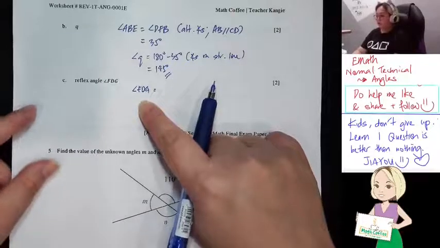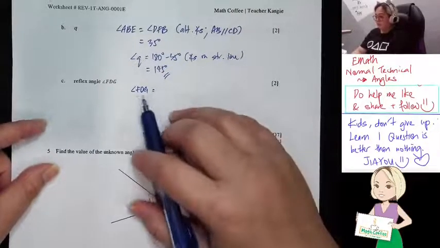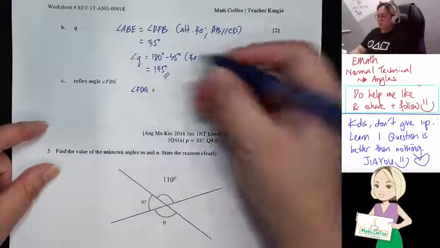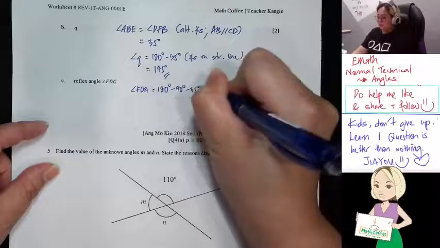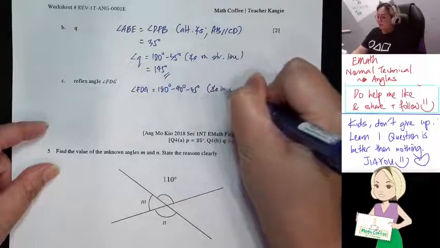Cannot full screen. Okay, angle FDG will be equals to 180 degree minus 90 degree and minus 35 degree. This is angles in a triangle.